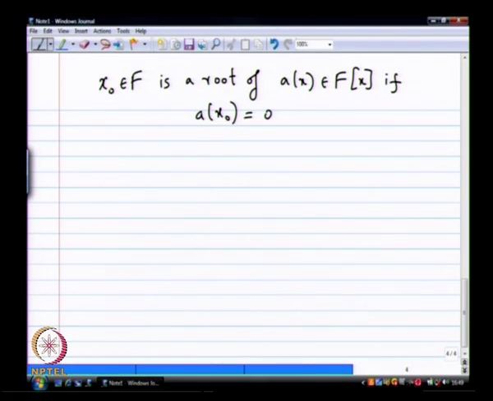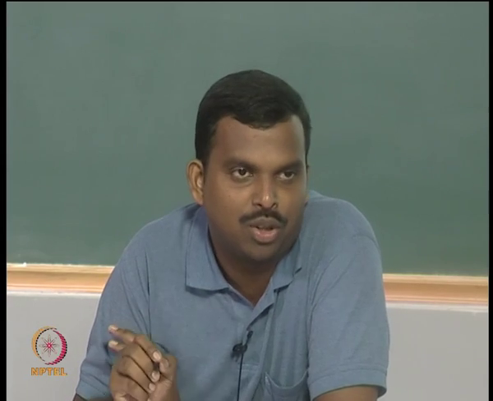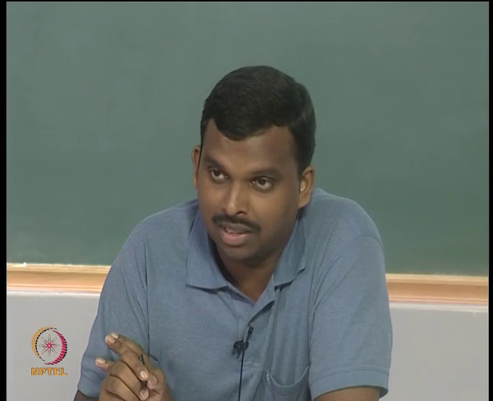I can evaluate it. This evaluation is meaningful because x naught belongs to F, and the coefficients of A(x) also belong to F. So every multiplication is well defined and it can be done in the field F. For instance, if A(x) belongs to F2[x], there is no meaning in putting x naught from F3, because there is no compatibility; there is no multiplication defined between those kinds of elements. So you have to restrict yourself to suitable fields, that is important.